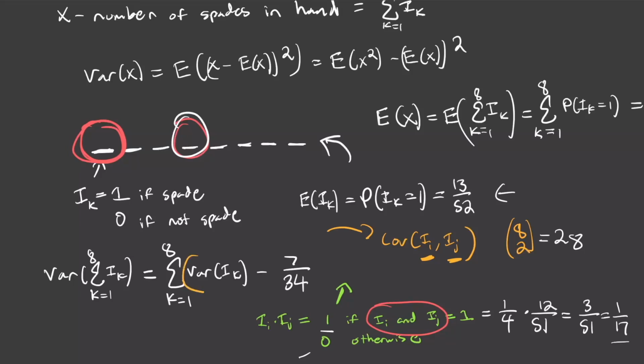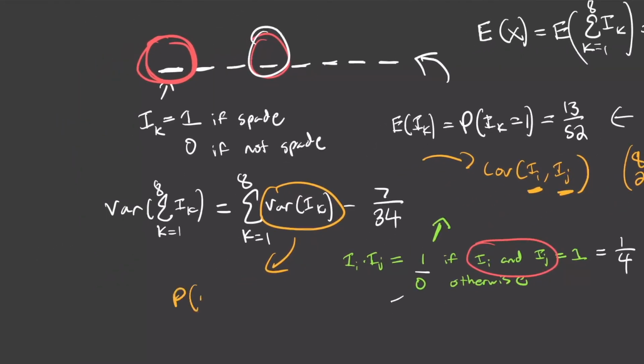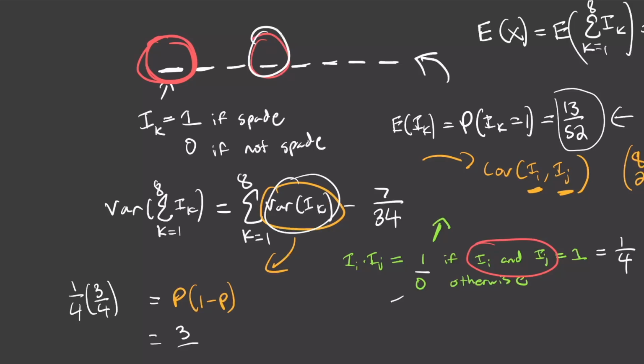Okay, now the variance of an indicator is going to be a little bit easier. Remember in QP91, we derived that the variance of an indicator is equal to p times 1 minus p, where p is the probability that the indicator is equal to 1. In our case, the probability that one of our indicators was equal to 1 was 13 on 52, or 1/4. So we have 1/4 times 1 minus 1/4, so 3/4, which is equal to 3 on 16. So the variance of our indicator is 3 on 16.